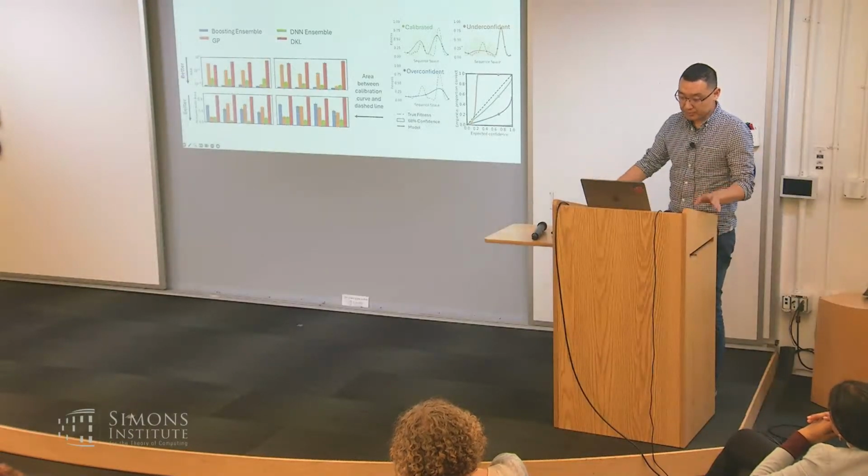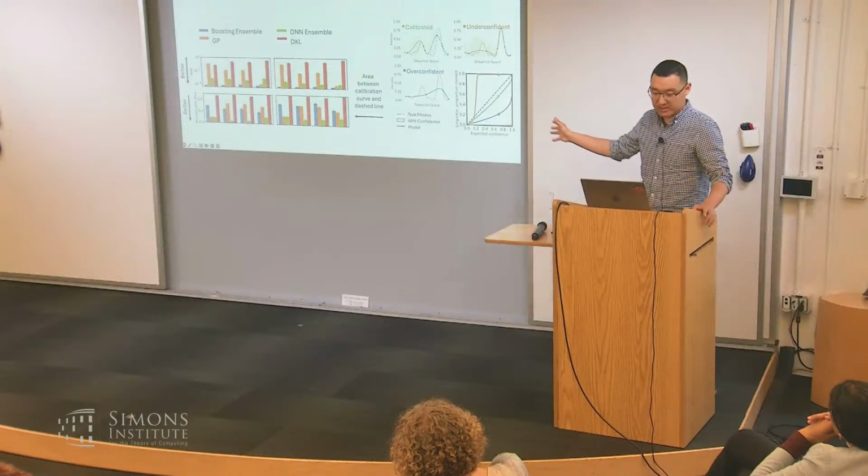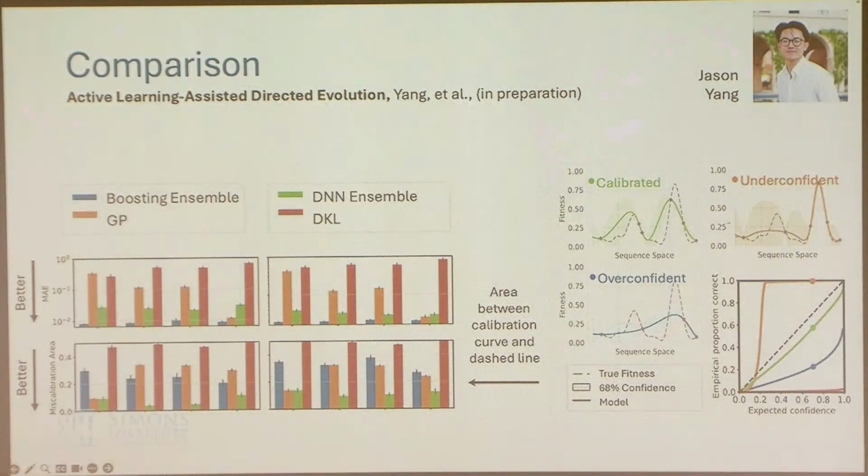This is just a different view of the same type of experiment. If you look at this bottom row, it's the area between the calibration curve and the dashed line, so lower is better. Again, we see that these frequentist ensembles tend to be the most calibrated by a significant amount in these types of experiments.